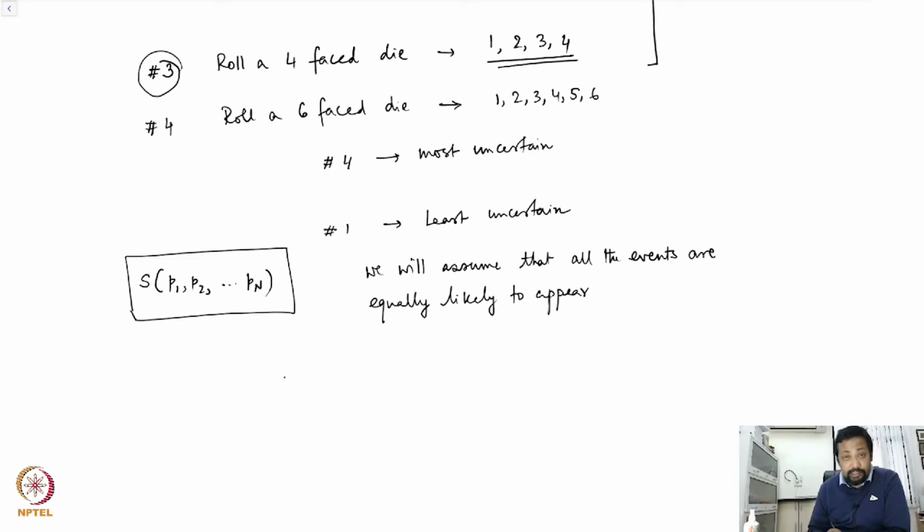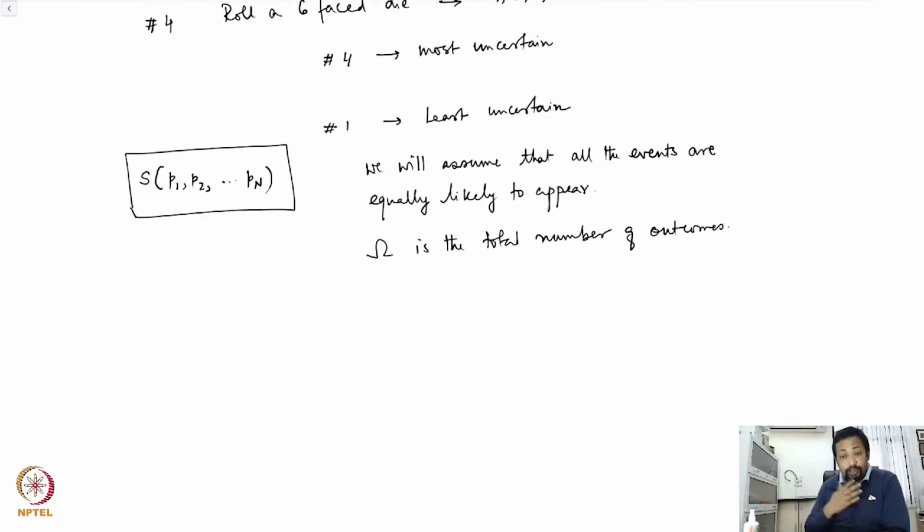If this is the case, and omega is the total number of outcomes, then since the probabilities of these outcomes are equally likely, Pi is 1 by omega. The associated probability for each of these outcomes is just 1 by omega.